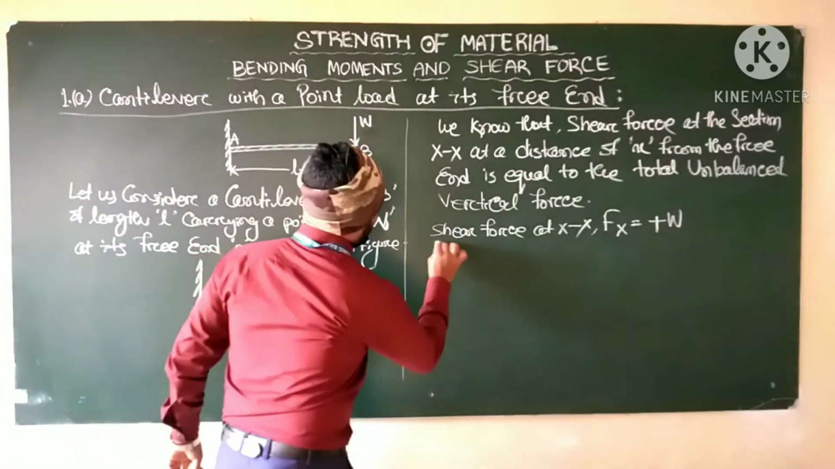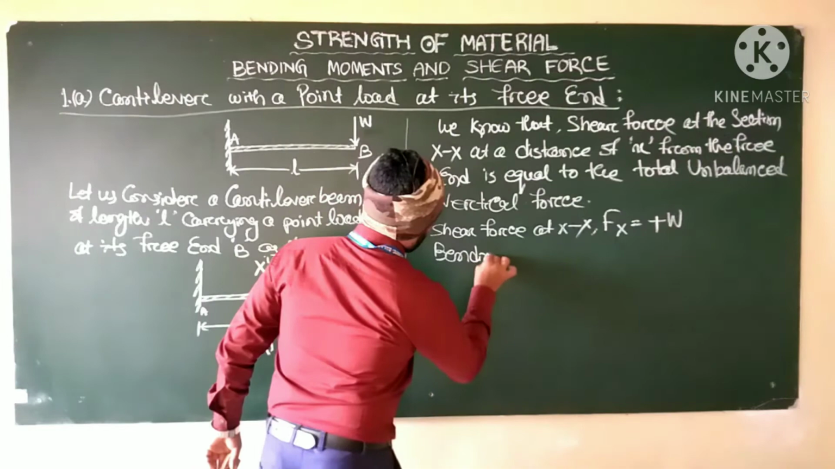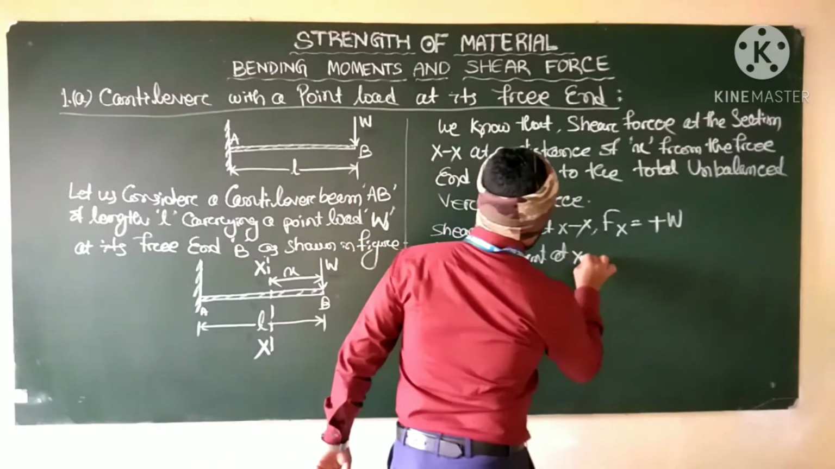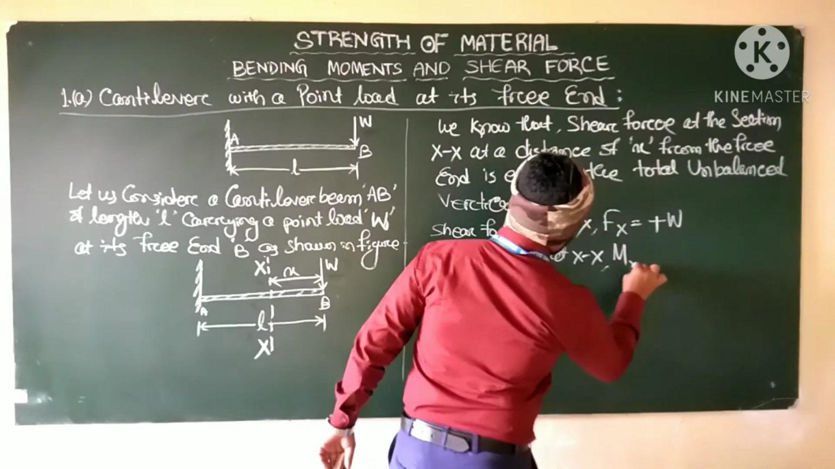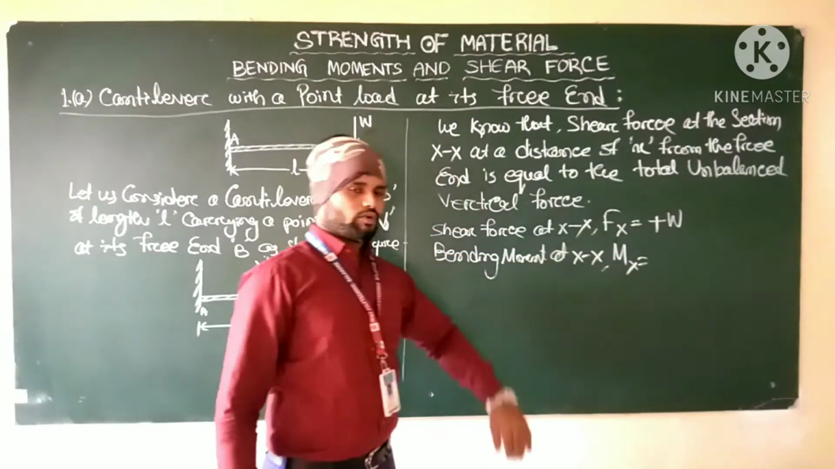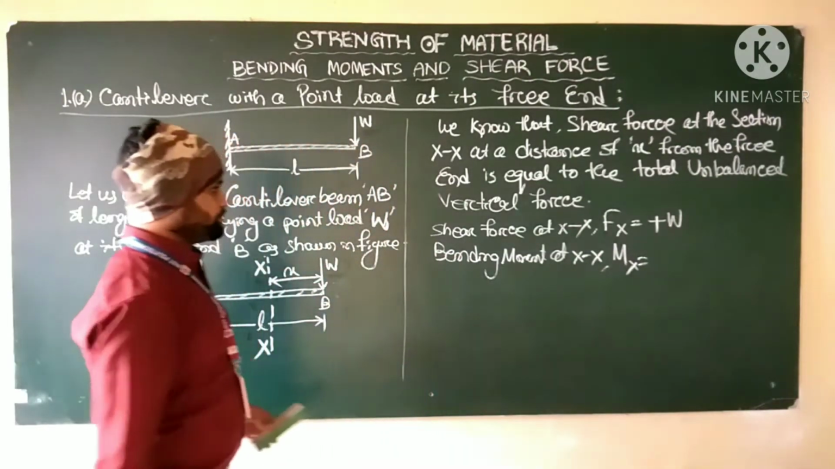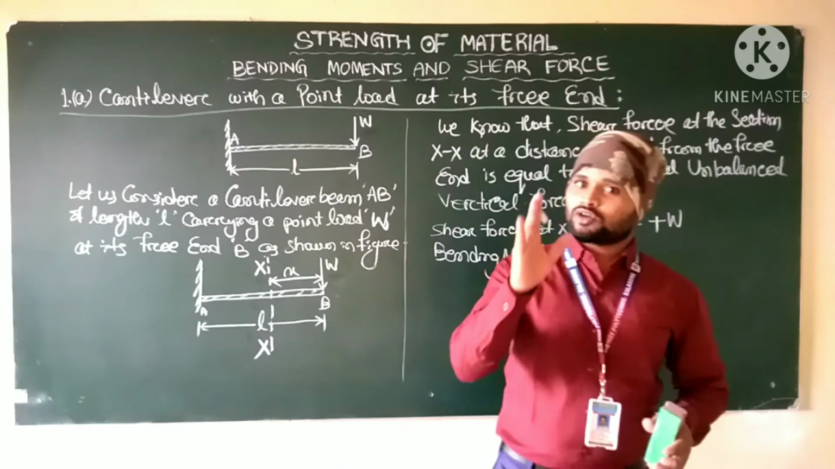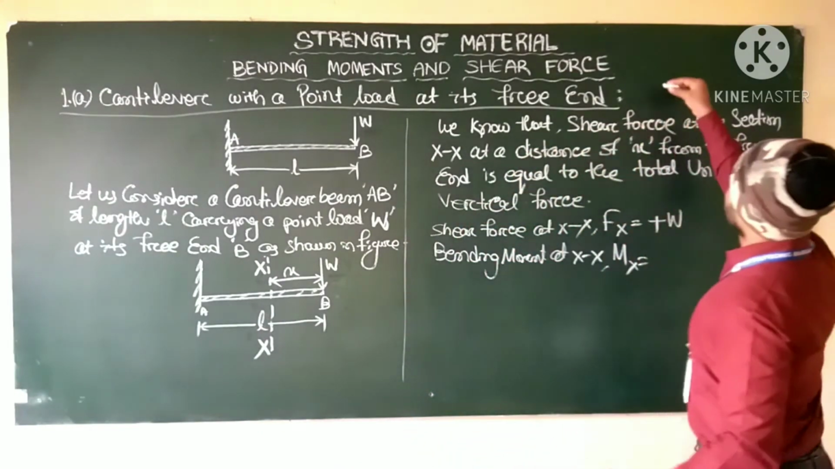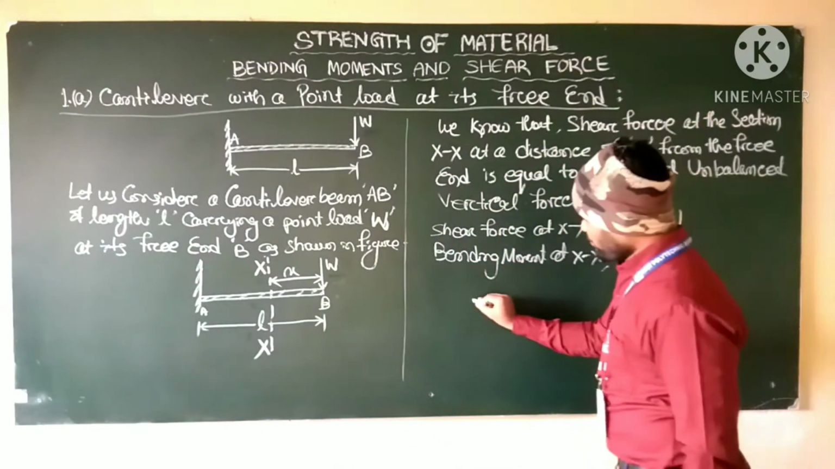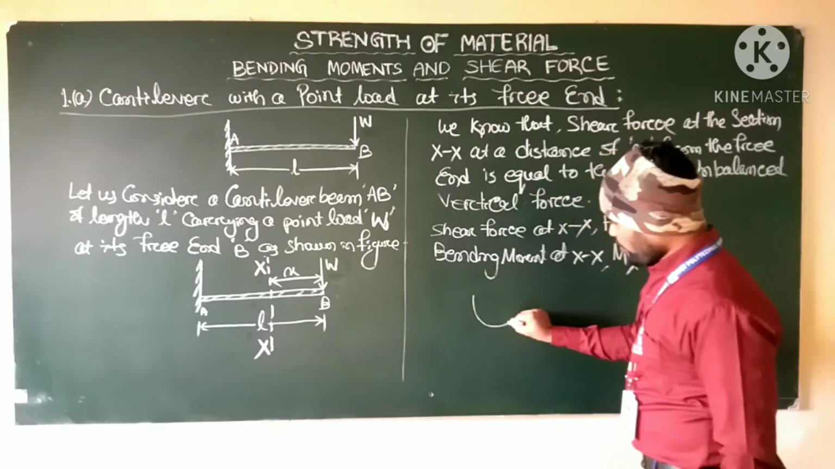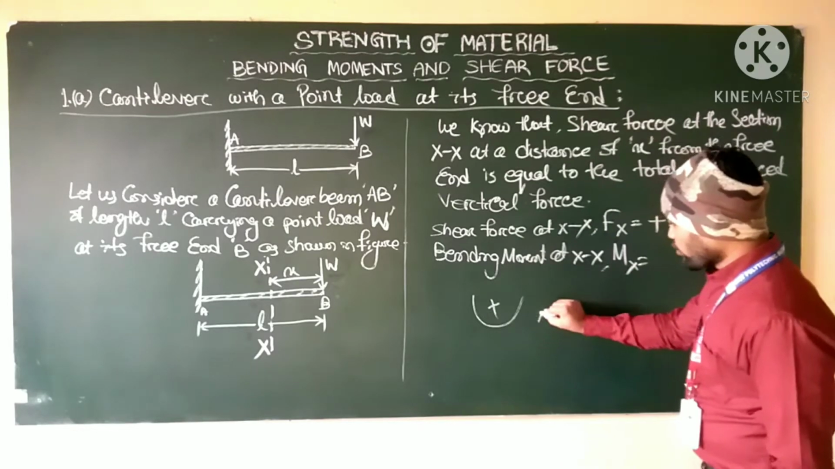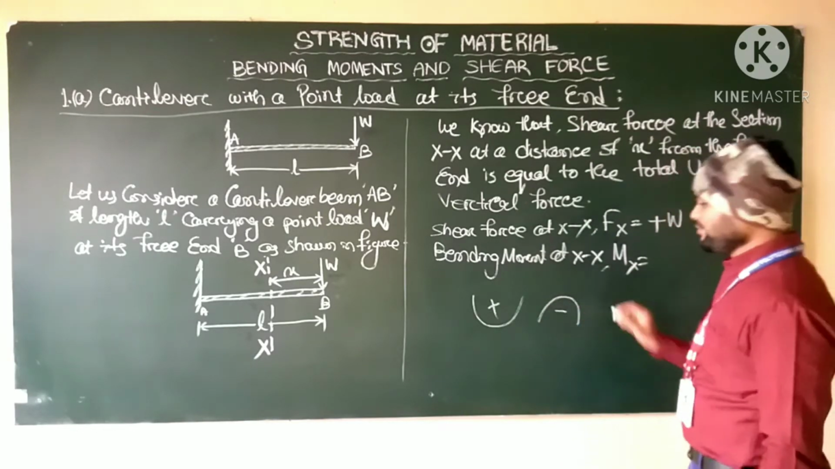Next, bending moment. Bending moment at the x-axis, that is, we can say Mx. Similarly, for shear force Fx, for bending moment Mx. In case of bending moment, we have studied the sign convention. If the beam bends upward, that is concavity upward, we can say positive bending moment. If the convexity is upward, we can say negative bending moment.